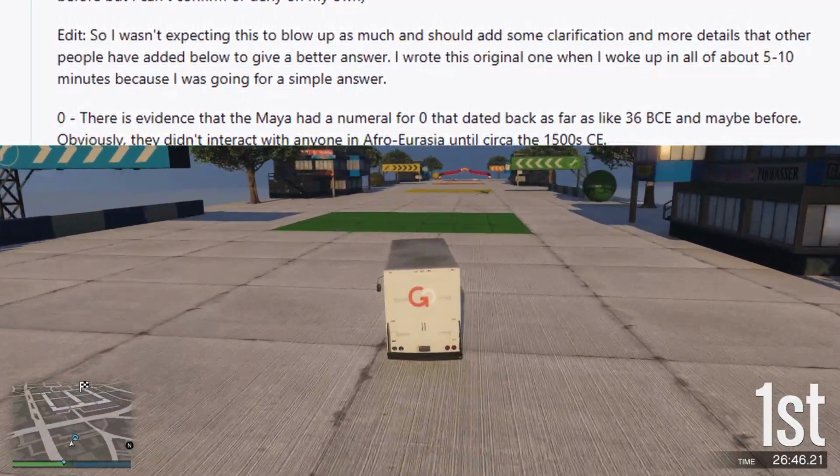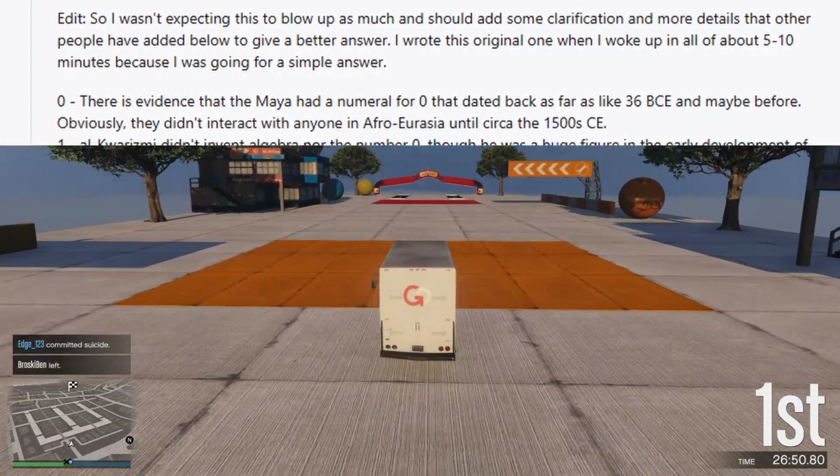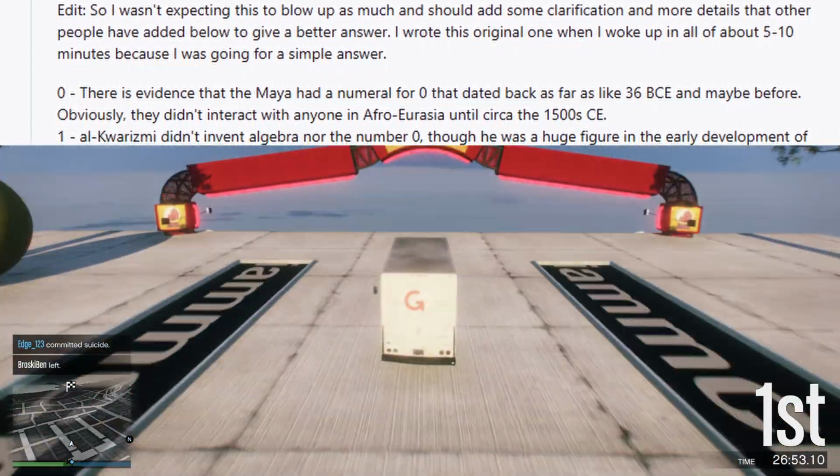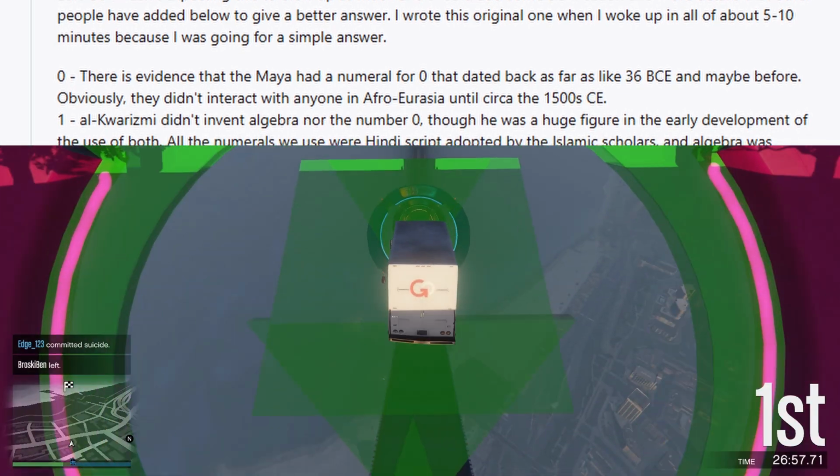Zero. There is evidence that the Maya had a numeral for 0 that dated back as far as like 36 BCE and maybe before. Obviously, they didn't interact with anyone in Afro-Eurasia until circa the 1500s CE.